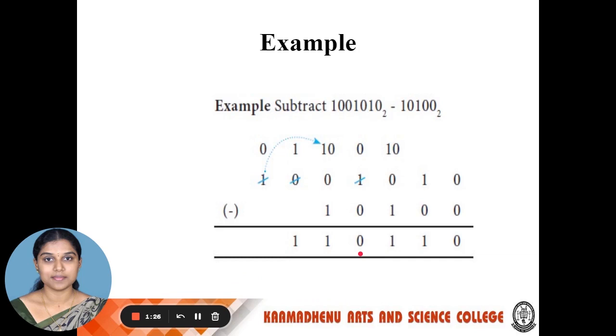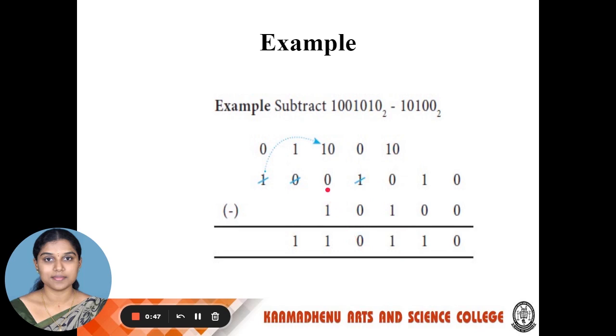Let's see the example. Here I have taken 1001010, and we have to subtract 10100. 0 minus 0 is 0, 1 minus 0 is 1, and 0 minus 1 means we have to borrow from the nearest number. So I take one from the nearest number, so it will be 10. The result will be 10 minus 1, which is 1. Here 0 minus 0 is 0.